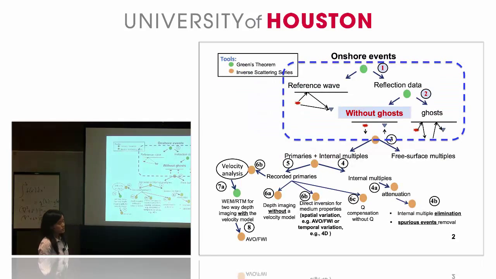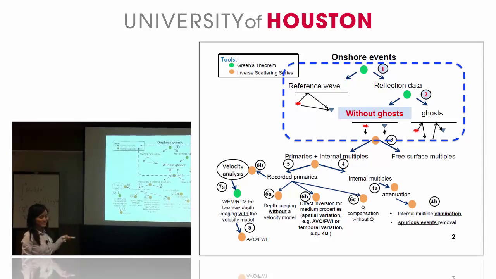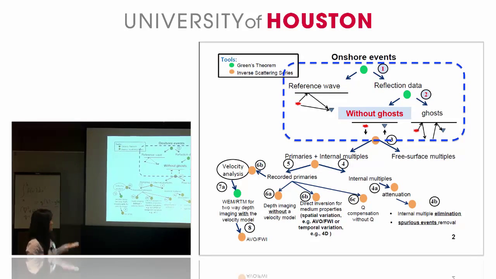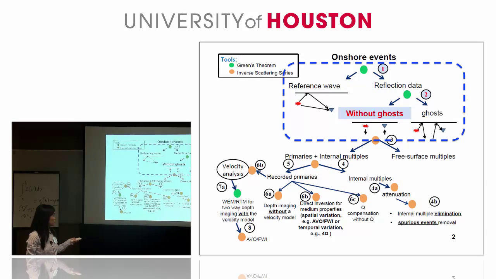Okay. Both talks are sitting on the top part of this tree, and say we do a set of preprocessing to obtain the reflection data without the ghosts. So why is this important? All the lower branches are the reasons, because they all depend on this, especially the free surface multiple removal and the internal multiple removal. They immediately depend on this.